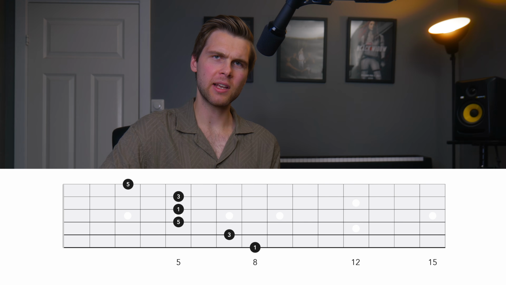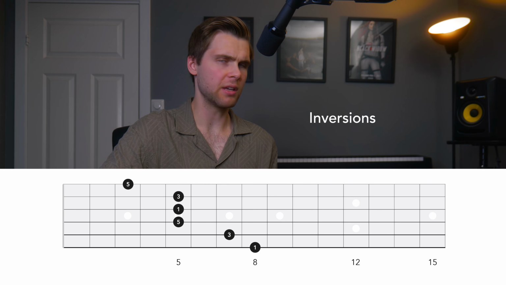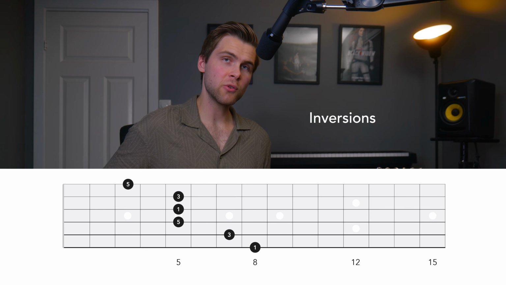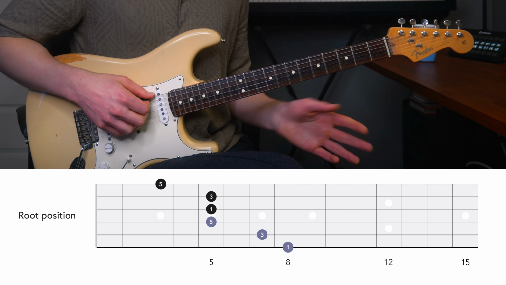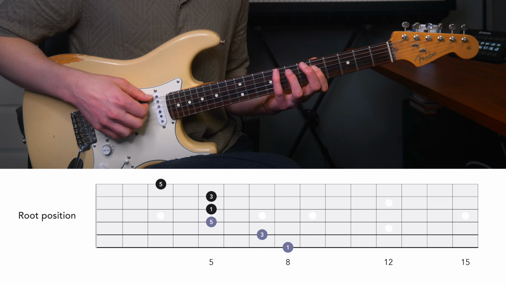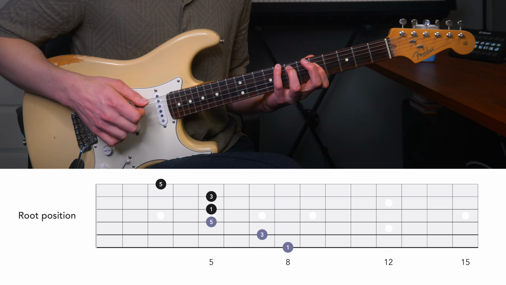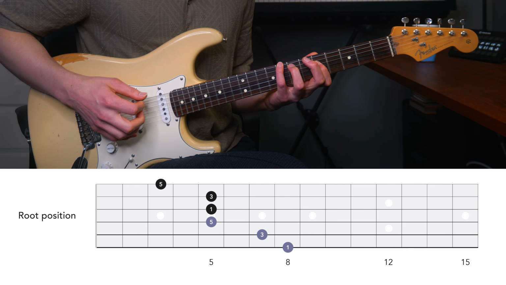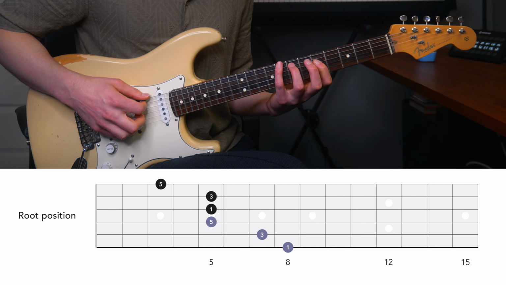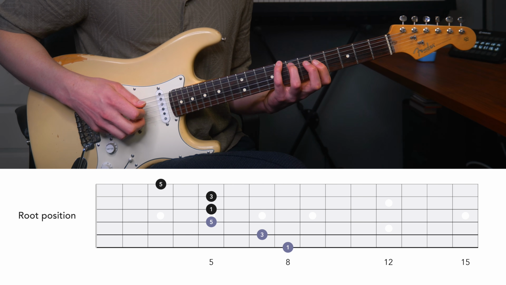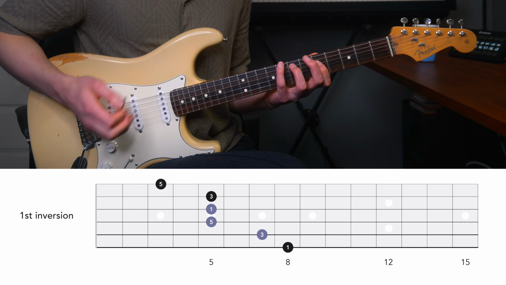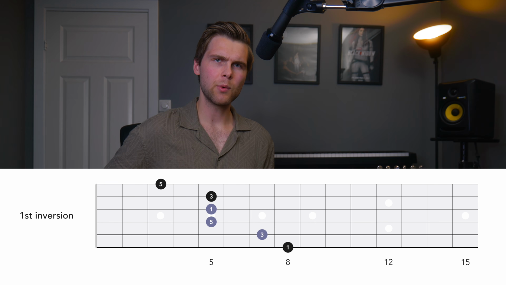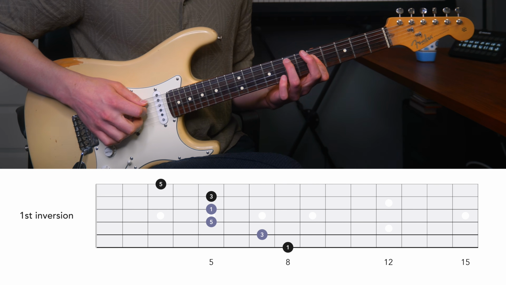And before we move to the next shape, I want to quickly mention something called inversions. That just means the order you play the notes in. And since there are 3 notes, we have 3 different orders. If you play 1, 3, 5, we call it root position. Then, if you take the root, the 1, and move it on the top of the chord, then we get first inversion of this chord.